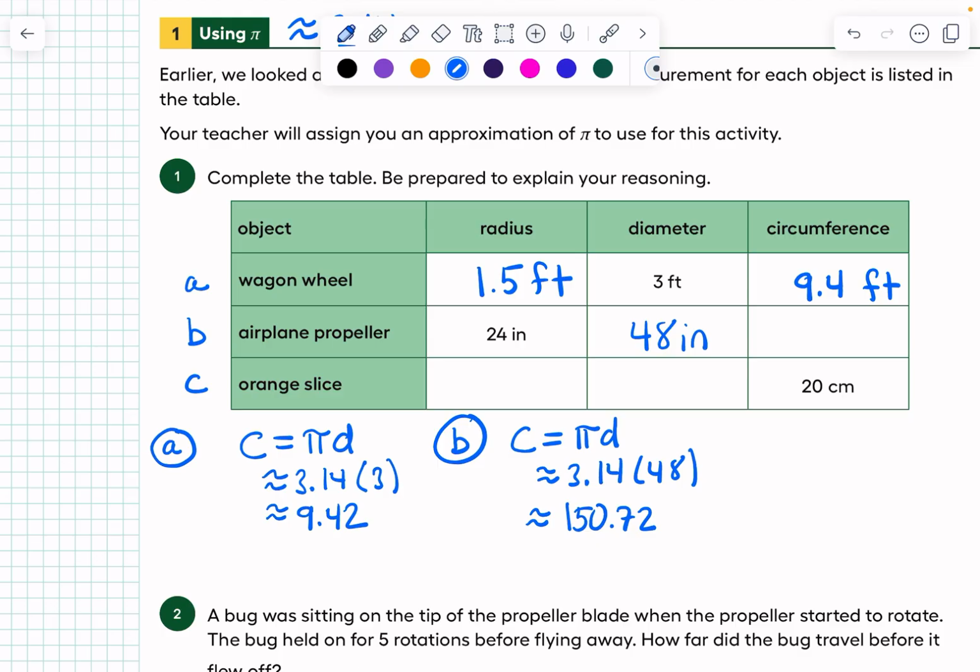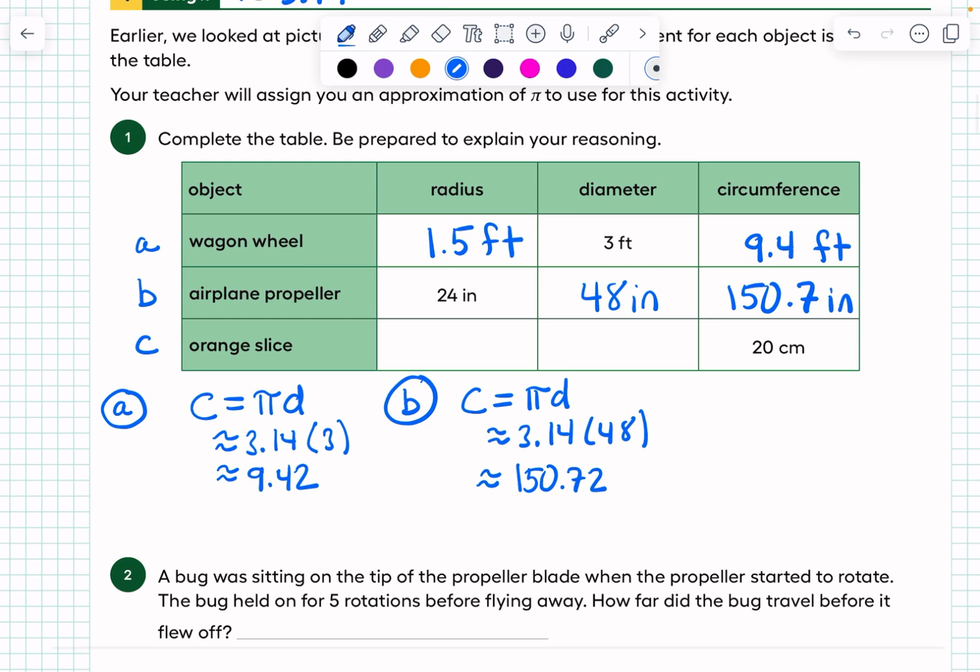I just dropped my calculator. Okay, so I have 3.14 times 48. I'm just double checking my math here, but something weird is going on with my calculator. 3.14 times 48. Okay, I got 150.72. So let's just put 150.7. And now C, sorry.